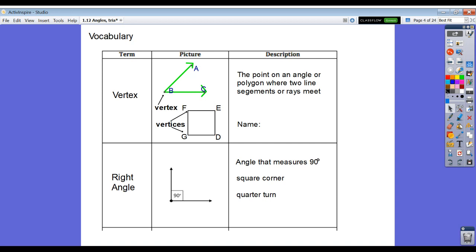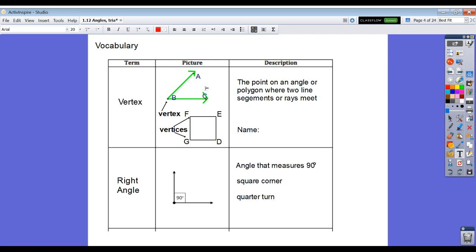So we're going to write, for this one, the name on the green angle of the vertex. Which letter represents the vertex? You can call it out. There's an arrow pointing to it. Which letter represents the vertex? B. Good. So since it's just a point, when we name it, we just write the one letter. So go ahead on your notes, write B for that one.